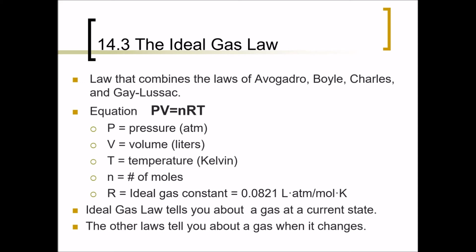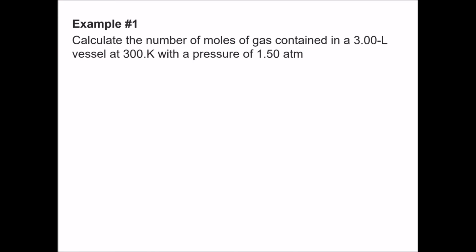So let's do some examples here. All right, first example. It says here, calculate the number of moles. So we want the number of moles of a gas contained in a 3-liter vessel at 300 Kelvin with a pressure of 1.5 atm. Just like we do with all my other problems, we always write all our variables out.